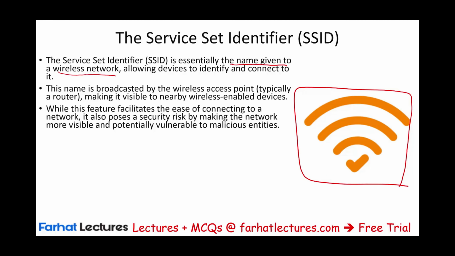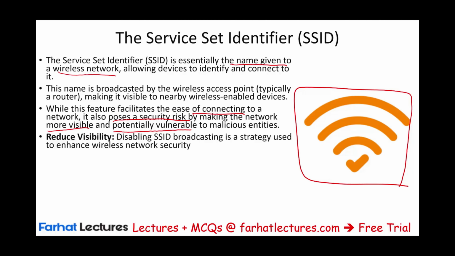While this feature facilitates the ease of connection to the network, because it's telling you, hold on, it's raising its hand right here, I'm here, go ahead and connect to me, it also poses a security threat, because this is an entry point, because this is where you go into the network, making the network more visible and potentially more vulnerable to malicious activities. So what can you do to improve the security? Reduce visibility. Disable the SSID broadcasting.